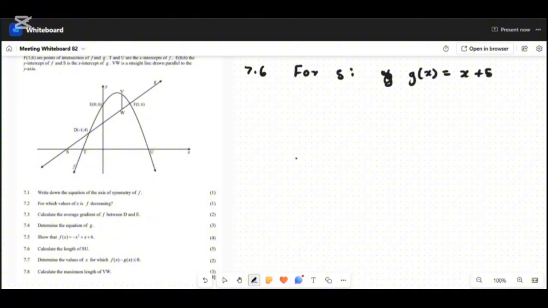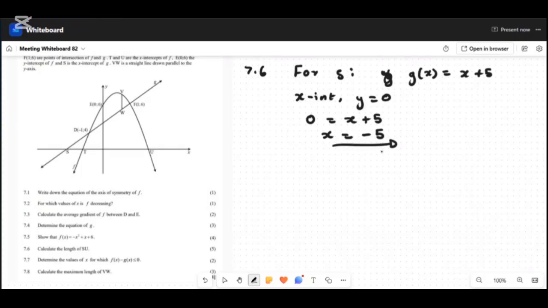Now you're looking for just the x-intercept. And for the x-intercept, y must be equal to 0. So what you tell them first, you say x-intercept, y must be equal to 0. And I think this is a mark. Hopefully in grade 11, it must be a mark. Then you're going to say 0 is equal to x plus 5. And then your x value is eventually negative 5. That is the x value at point S. So which means S is negative 5 and 0.